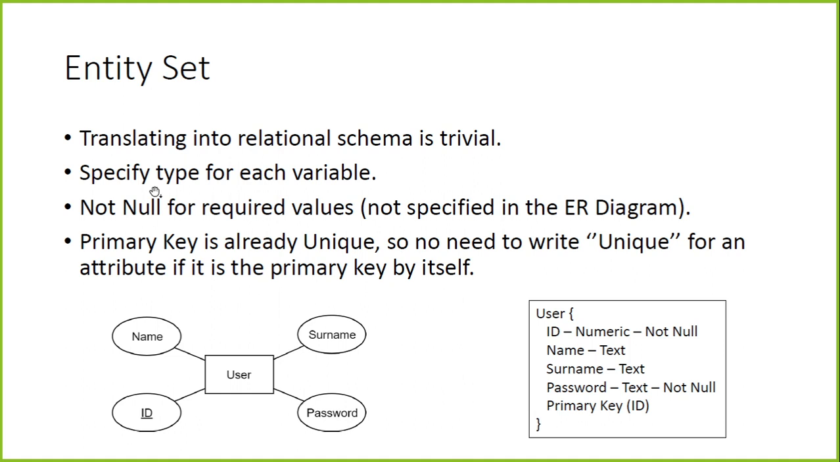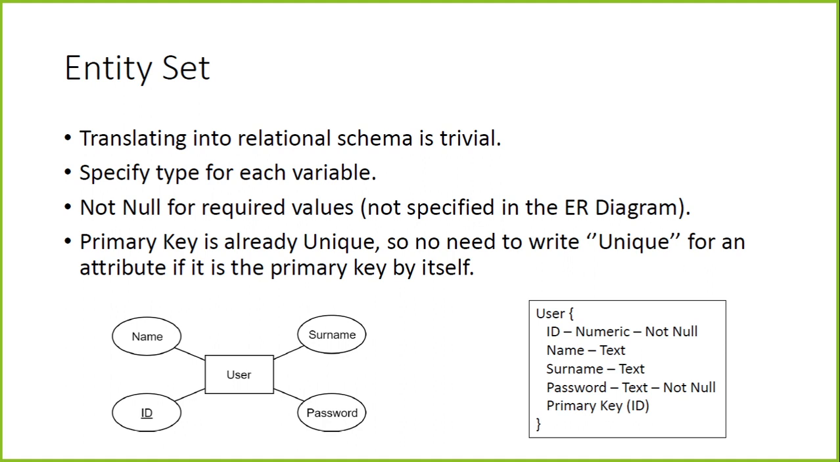We need to then specify the type of the attributes, right? In this user table, we have ID, name, surname, and password attributes. And in the project descriptions you have, some of the names of the attributes will give you hints about the types of the attributes. You are free to choose any kind of data type. In general, the types are going to be numeric, text, or date. There is also the Boolean type, which is true or false. So these are the main categories that you can use to define your attributes.